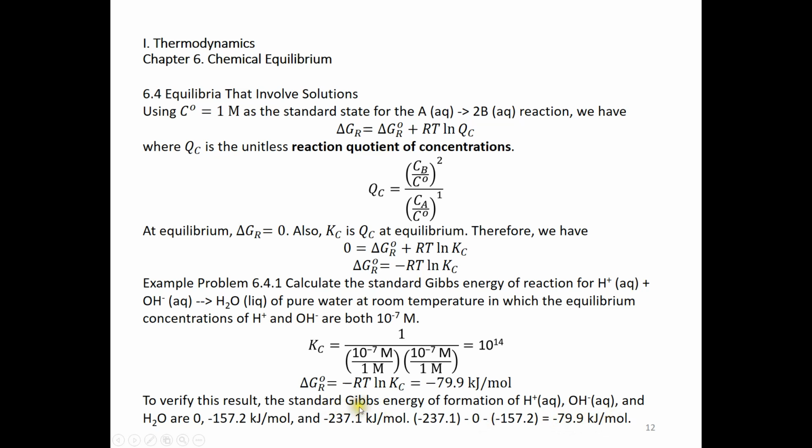So given the standard Gibbs energy of formation for all chemical species in the reaction, we can calculate the standard Gibbs energy of reaction. Given this K sub C, the equilibrium constant, we can also compute the standard Gibbs energy of reaction. And these two different calculations result in the same value, negative 79.9 kilojoule per mole for this reaction. Therefore, we are confident our calculation was correct.